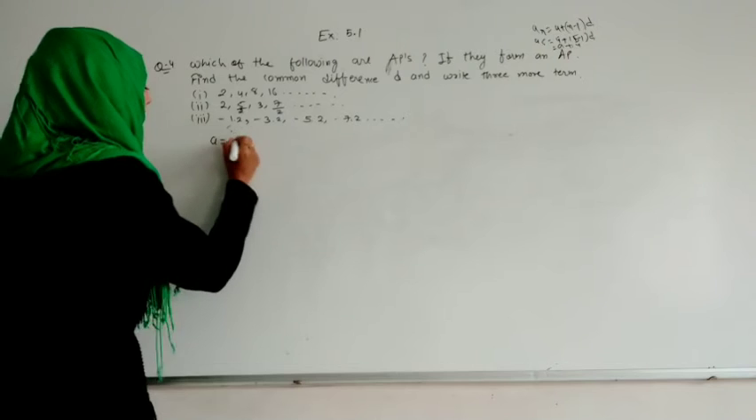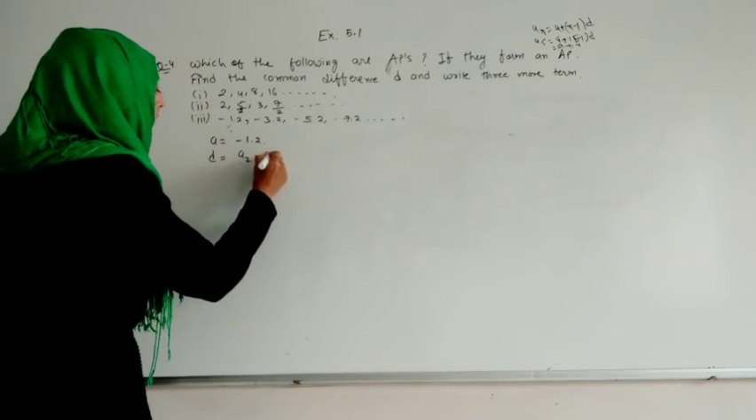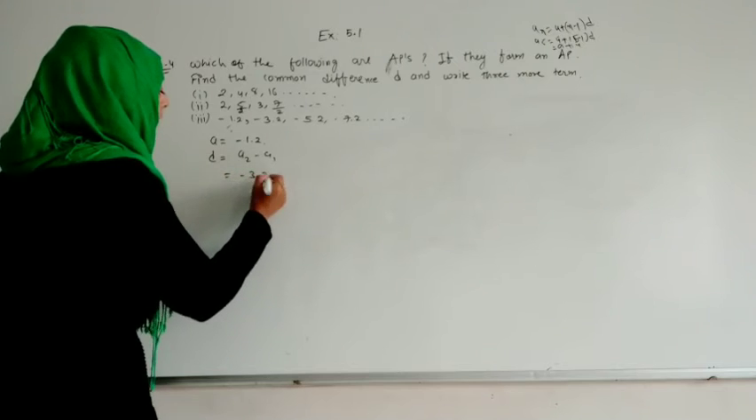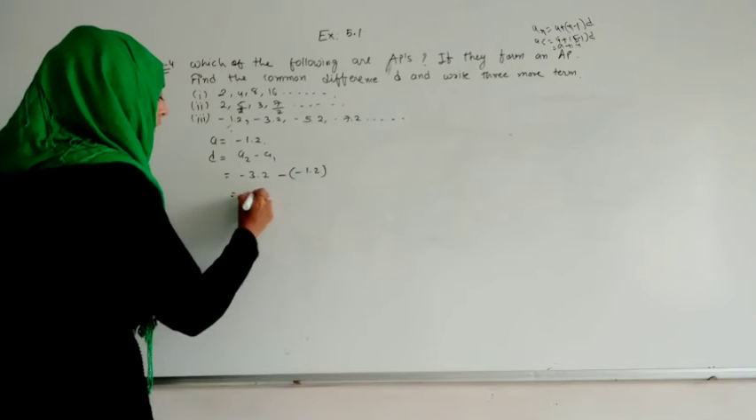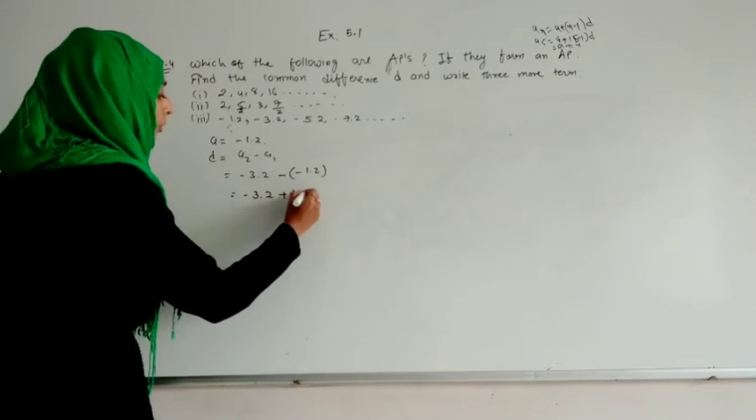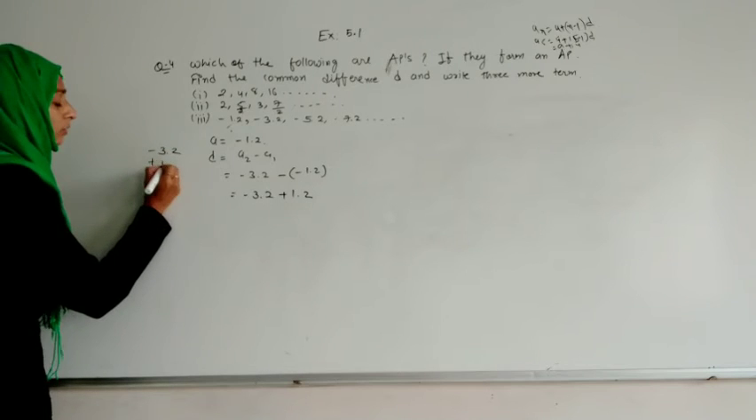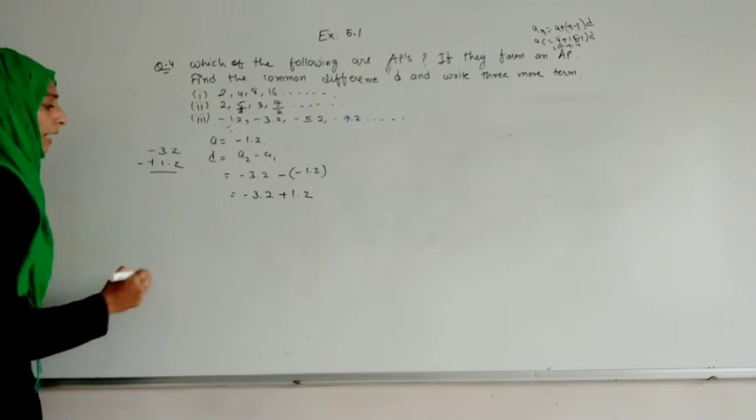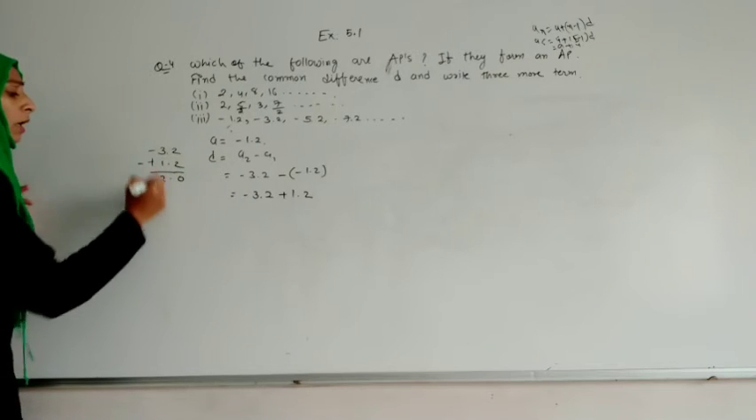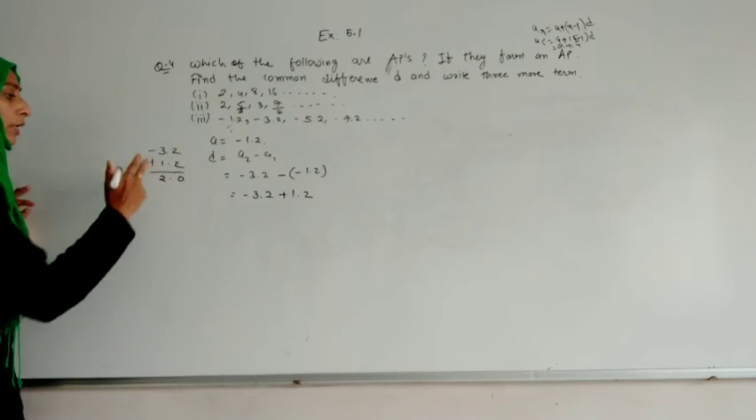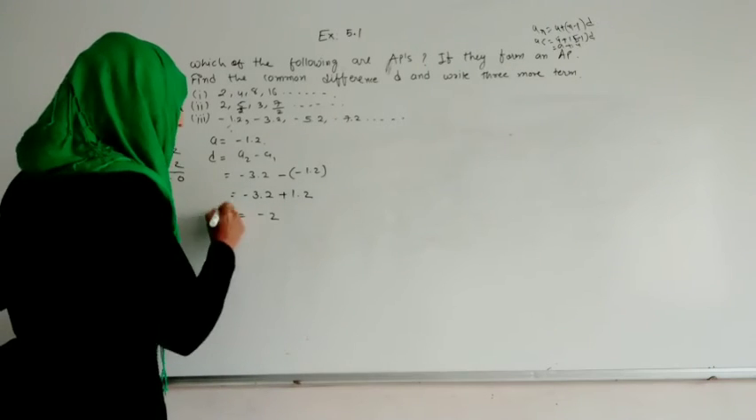Here let me do the third sum. Here we have to write a, that is minus 1 by 2. Here we will find the difference, that is a2 minus a1, so minus 3.2 minus (minus 1.2), so it will make plus, so it will become minus 3.2 plus 1.2. Plus and minus will make minus, the operation will be minus, so it will become 2.0 which is 2 only, and the symbol of the greater number, that is minus. So here the difference we got as minus 2.